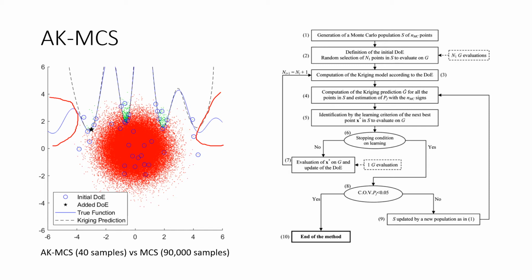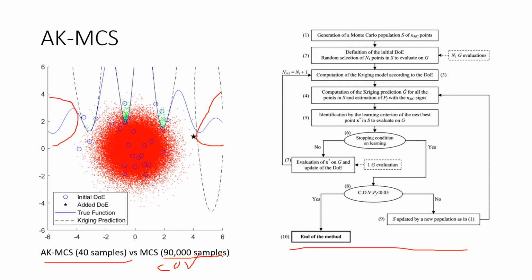So in this case, the AKMCS requires about 40 samples, while the Monte Carlo simulation has to use 90,000 samples to get the same amount of COV, the coefficient of variation. This is the flow chart of the AKMCS if you are interested in reading.